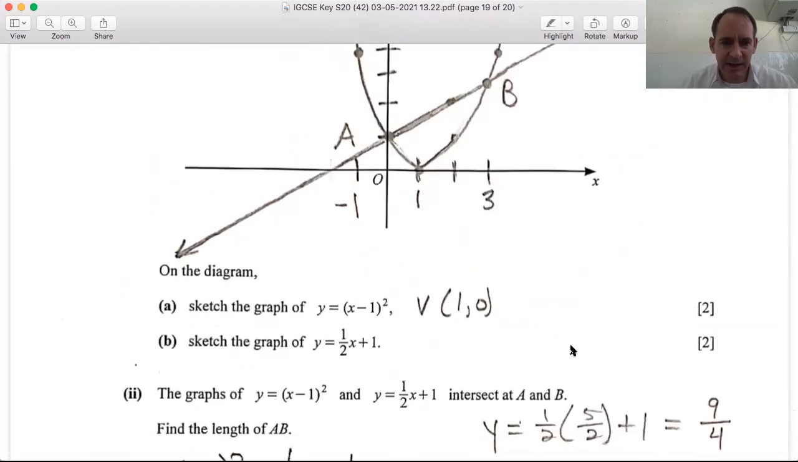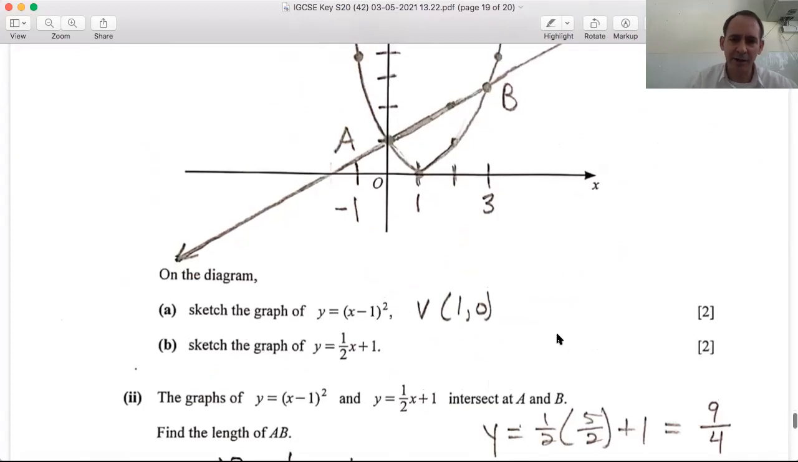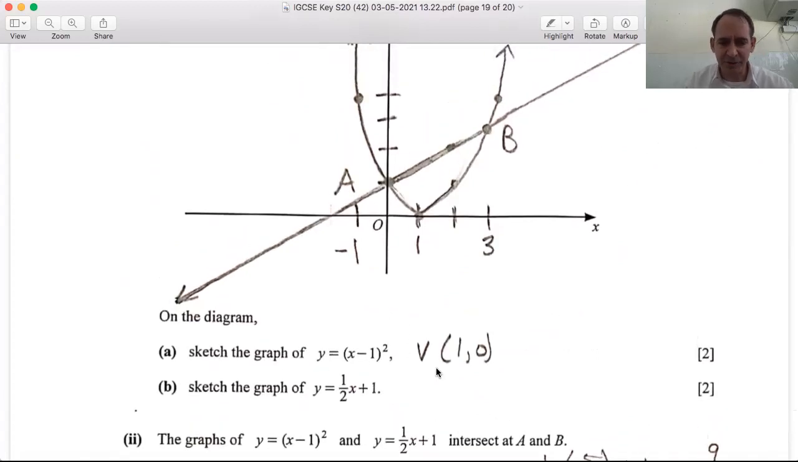Moving on, here's a diagram. It says sketch the graph of y equals x minus 1 squared. Well, remember that this is vertex form. So to find the vertex, change the sign of this, which gives us 1. The outside number is an understood 0. So 1, 0 is your vertex, over 1, 0 right on the x-axis.